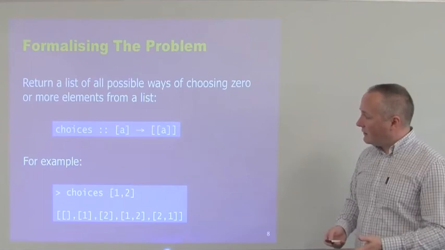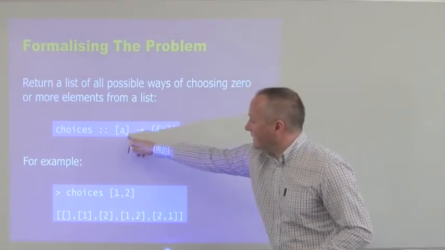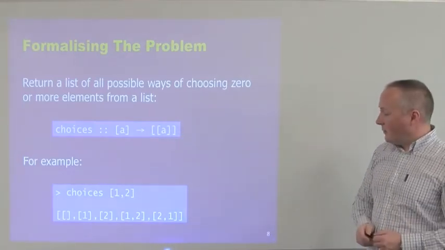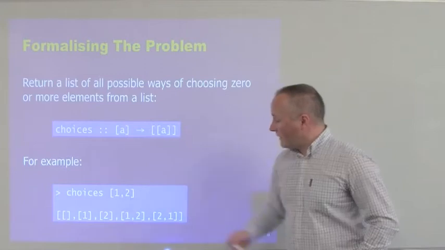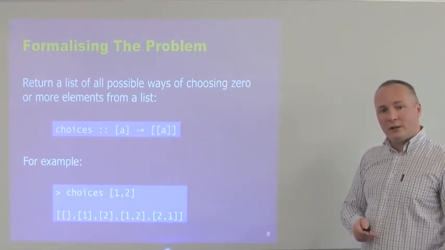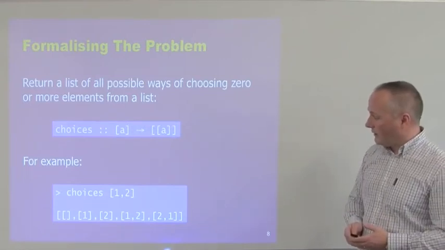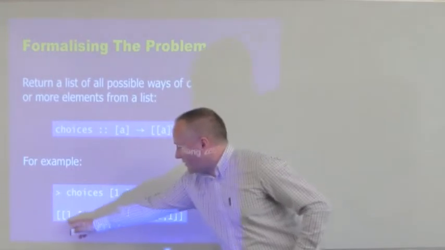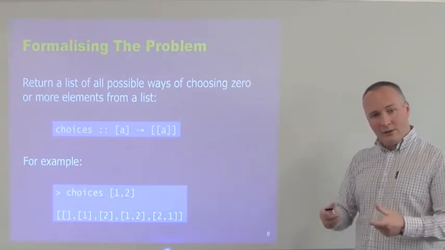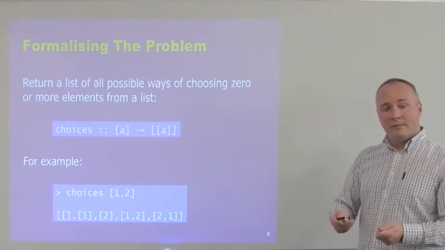You can see what it's doing from its type. Choices takes a list of things and gives you back a list of lists of things. So for example, suppose we were given two numbers, just 1 and 2. If we apply the choices function to this, the output we expect, in some order, not really bothered about the order here, is: you could choose no elements, so just get the empty list, or you could choose the 1 or the 2, so get two singleton lists, or you could choose 1, 2, or you could choose 2, 1.